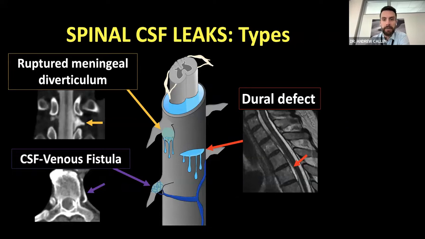Here's our spinal CSF leak types, okay? Here's my beautiful, very anatomically correct cartoon drawing of a spine. And we can think about these in three general categories. The ruptured meningeal diverticulum, the dural defect. Both of these have epidural fluid collections. And then, of course, the CSF venous fistula, where CSF is lost directly into an adjacent paraspinal vein.